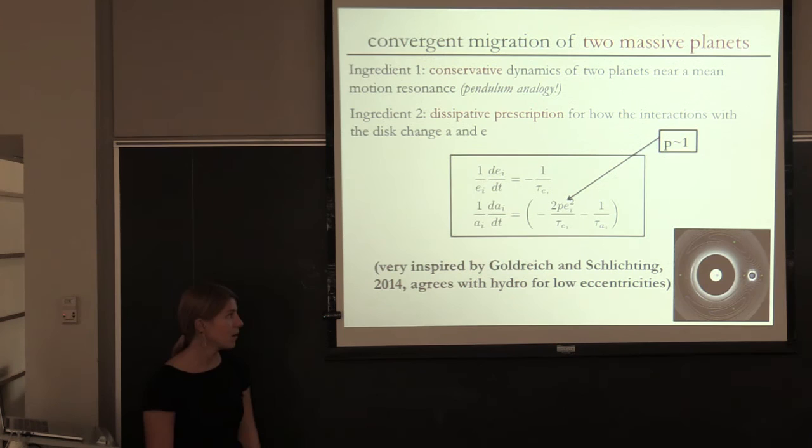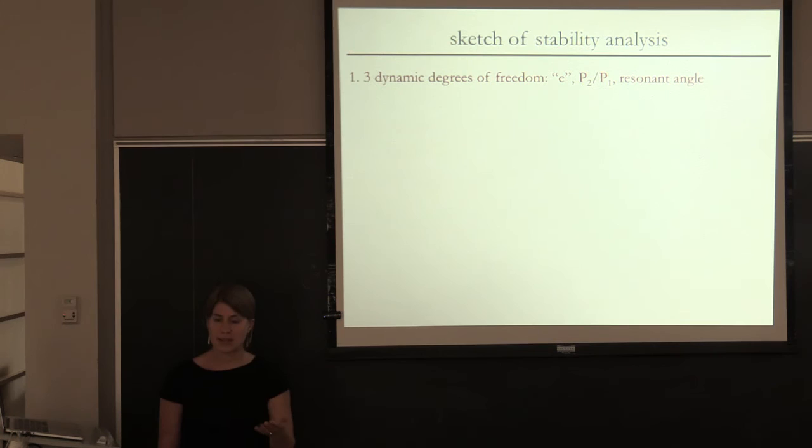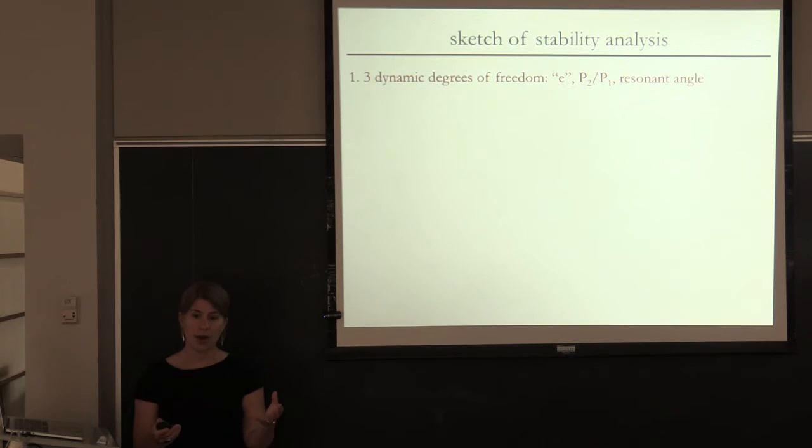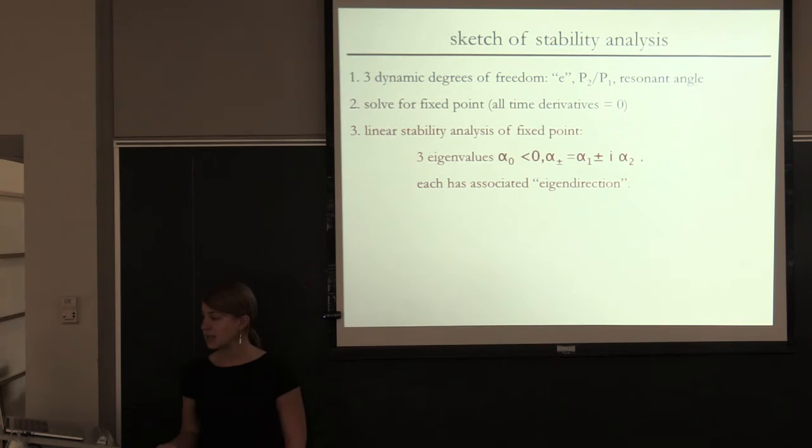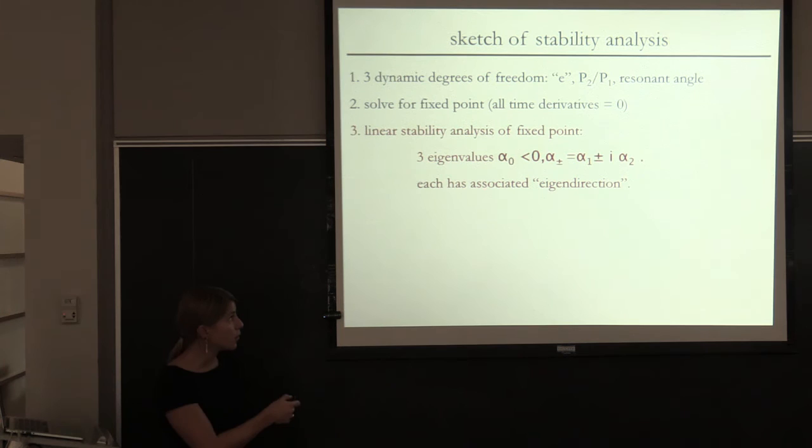Okay, so in our analysis, as I mentioned, we want to study the stability of this fixed point within the context of this problem. There are three dynamic degrees of freedom in this problem. There's the period ratio of the planets, the resonant angle, and also one eccentricity that takes into account the eccentricity of both planets. So we solve for the fixed point, that's where all the time derivatives are zero, and then we just perform a simple linear stability analysis. Because there are 3 degrees of freedom, there are 3 eigenvalues. There's a real one, and then there's a complex conjugate pair.